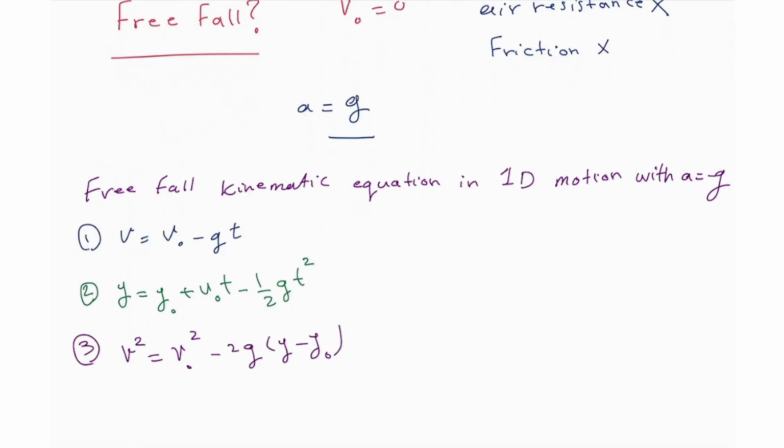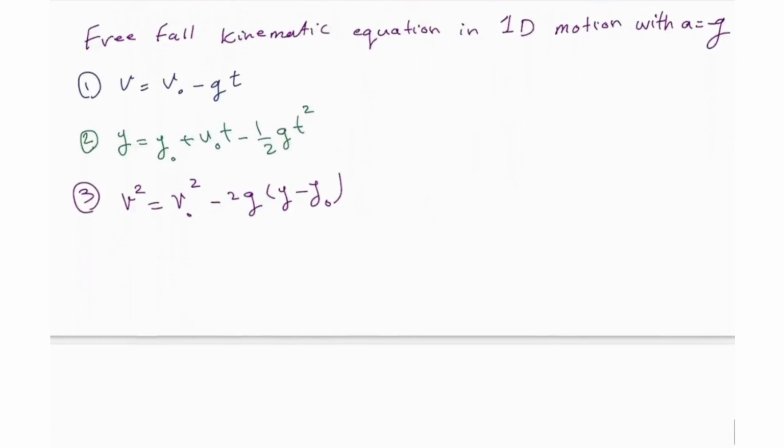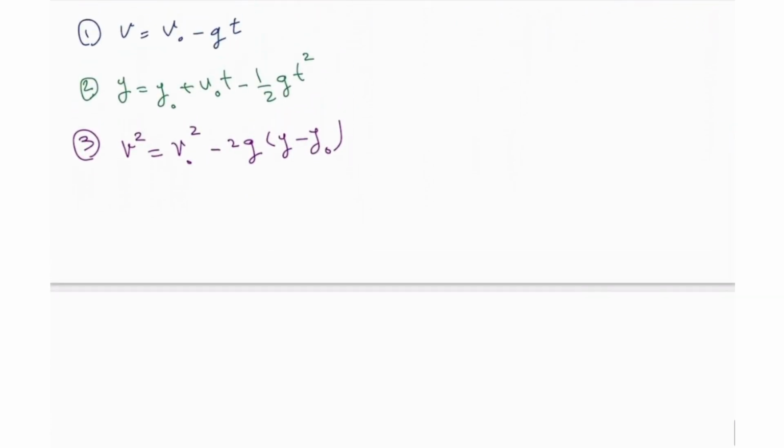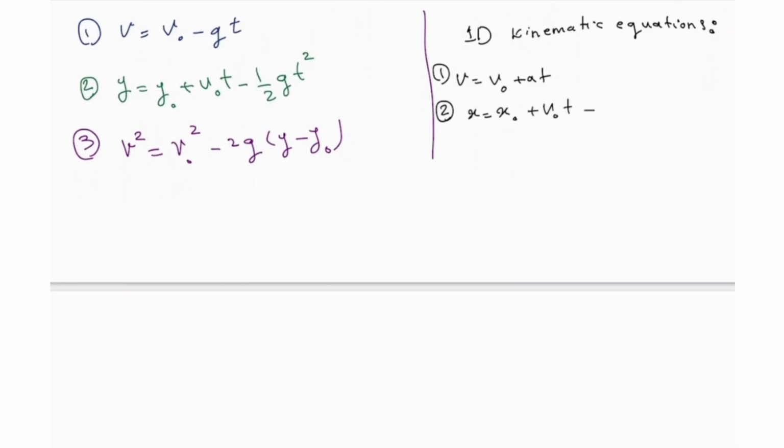To understand these equations better, recall the one-dimensional kinematic equations that I went over in the previous video. These are the equations that we have. We had this equation for v, the equation for position, and the equation for squared velocity.